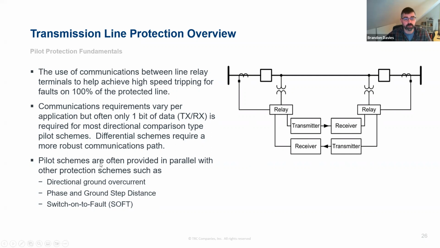Pilot schemes are usually provided in parallel with another scheme to cover what happens if your communication path fails. So usually we'd apply all those other schemes, your directional ground overcurrent, your step distance scheme, switch on to fault, might be applied in the same relay, but in parallel with another scheme for the pilot protection.